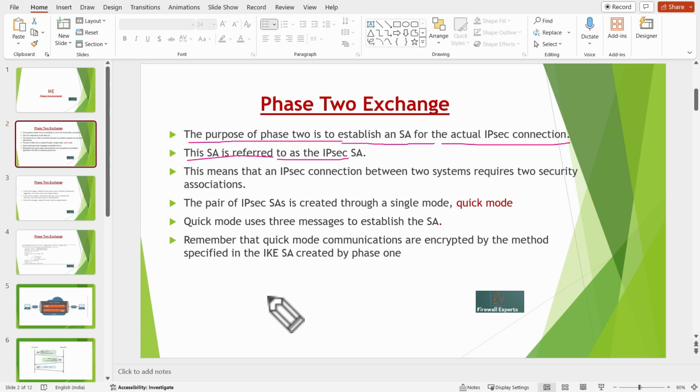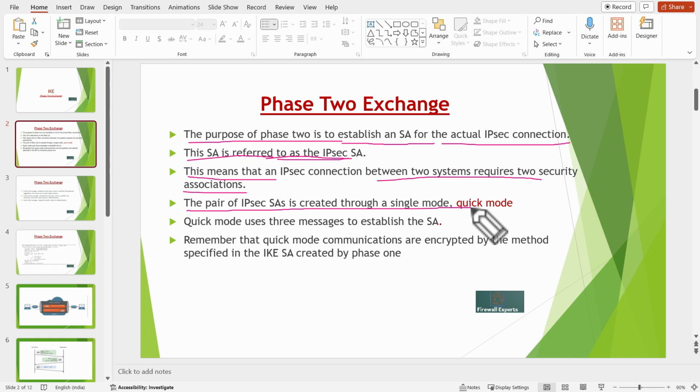So after negotiation between two peers, we got the SA, and that phase 2 SA we call an IPsec SA. This means that an IPsec connection between two systems requires two security associations. One is for phase 1 and the second is for phase 2, and the phase 2 association we refer to as an IPsec SA. The pair of IPsec SAs is created through a single mode.